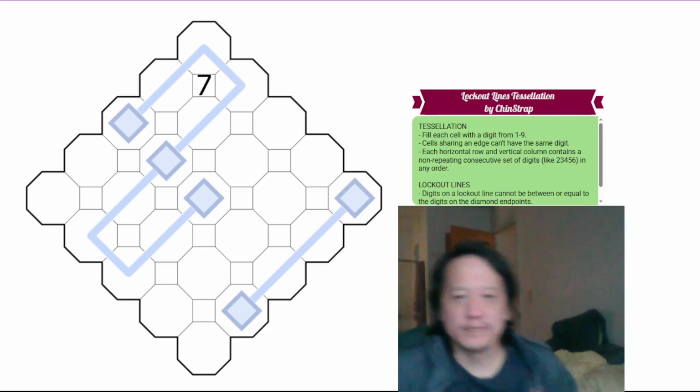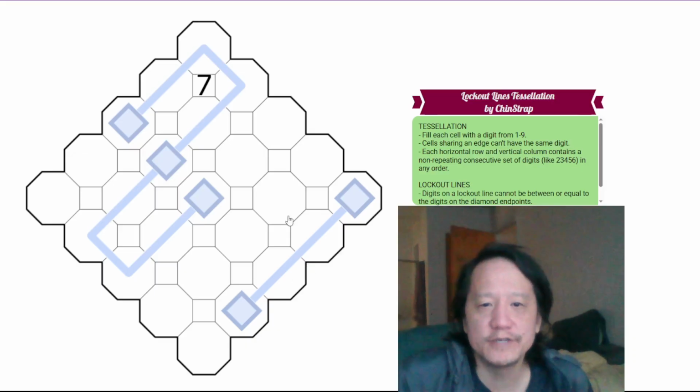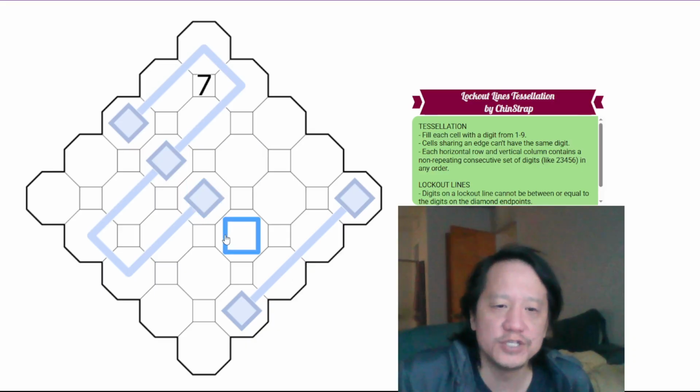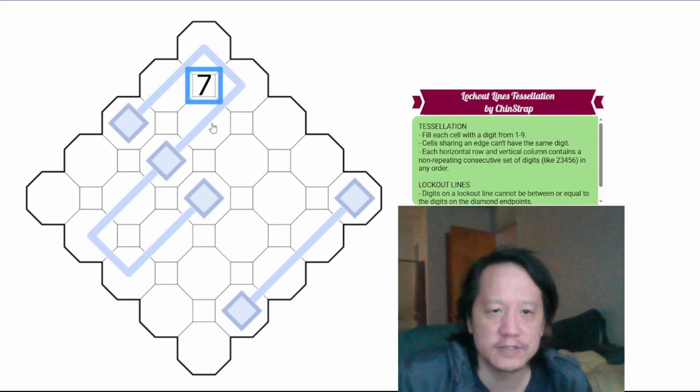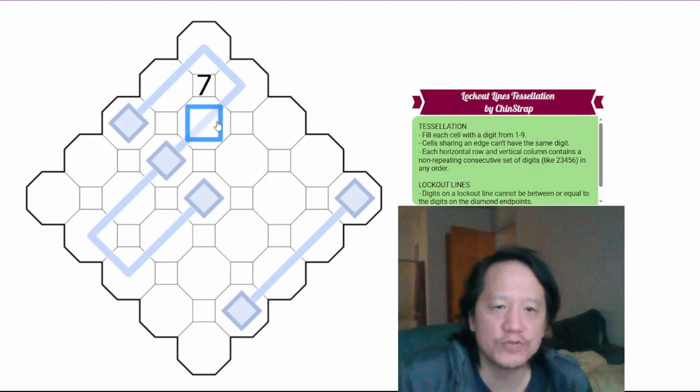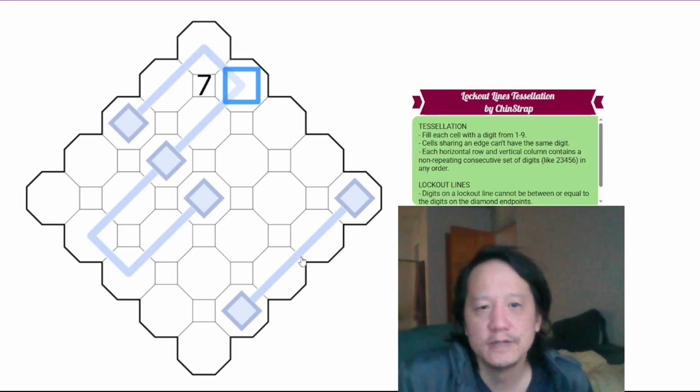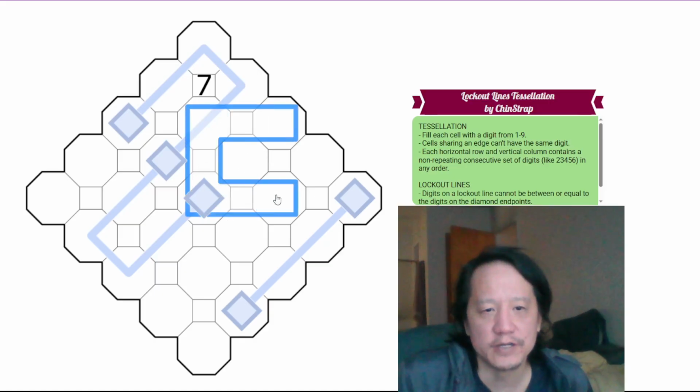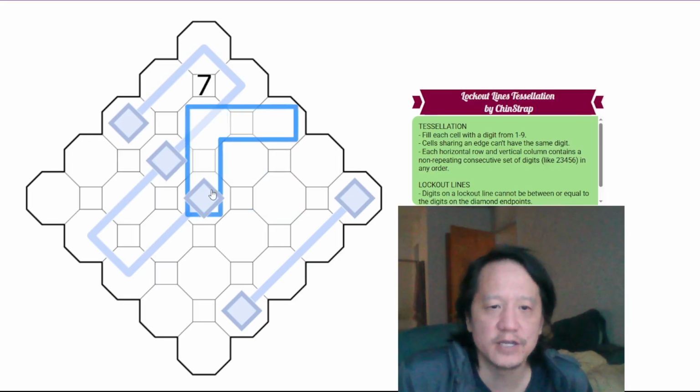Here are the rules. We have tessellation, where we need to fill each cell with a digit from 1 through 9. Also, cells sharing an edge can't have the same digit. So let's say this is a 7. The cells that share an edge with this 7 cannot be 7, obviously. Also, if you have eight cells surrounding a cell, none of the 8 cells that surround this cell can be the same as that cell.